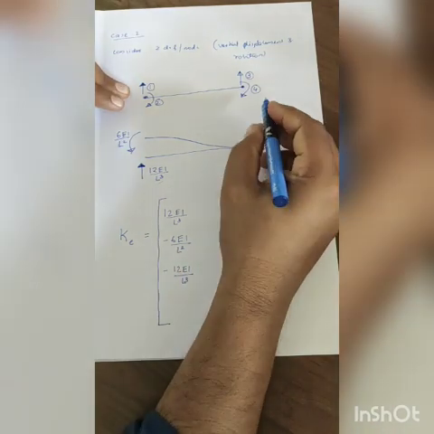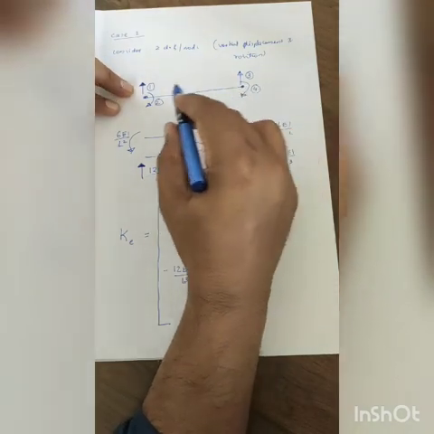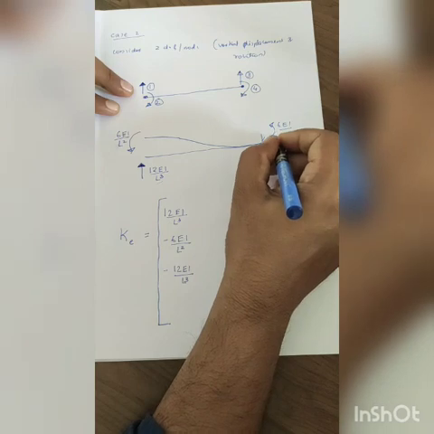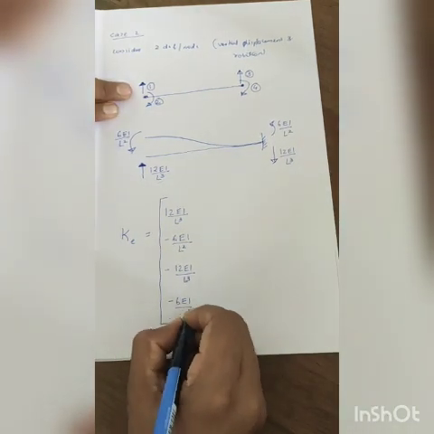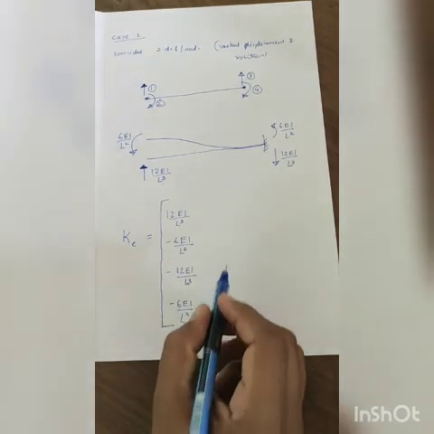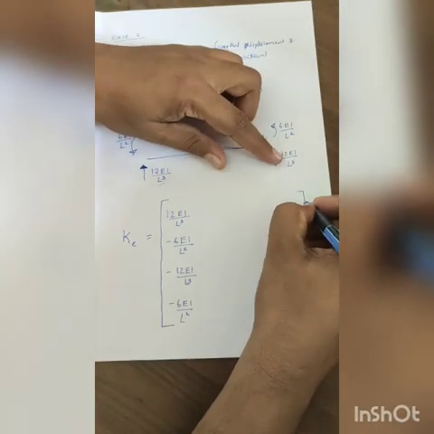And finally the fourth one is K41. That is due to unit displacement at 1. The rotation happening at 4 is again in the anti-clockwise direction. So it is minus 6 EI by L square. The same process we have to continue, and we have to fill this entire stiffness matrix. So it is going to be a 4x4 matrix.